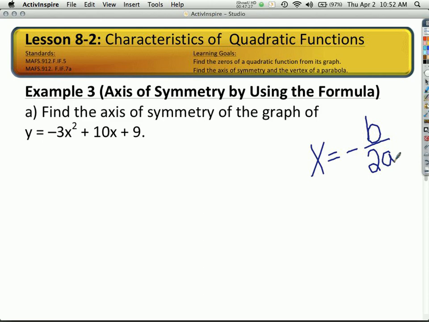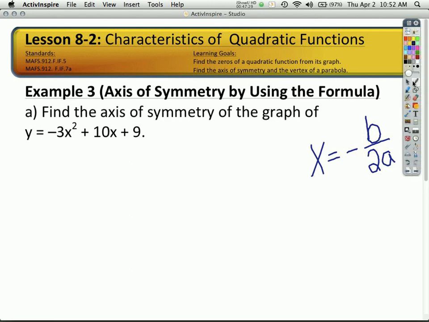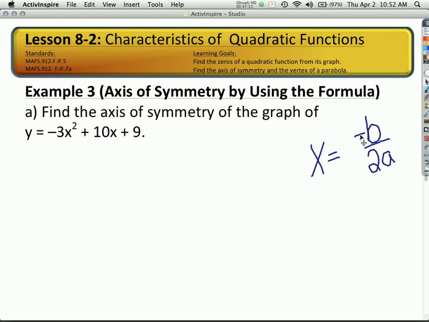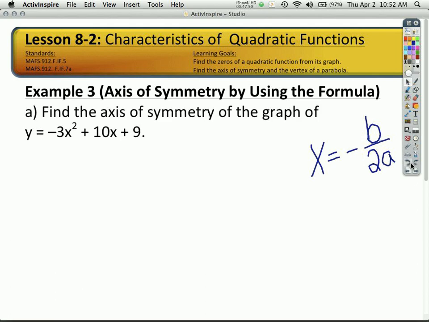For my advanced students, only my advanced students, you can just take this and apply it to the top and just say the opposite of b over 2a. If you really wanted to, you can move that to the bottom. But remember, it's not both. It's either the top or the bottom. I tend to think of this as -b over 2a. But it's up to you to decide what works best for you.